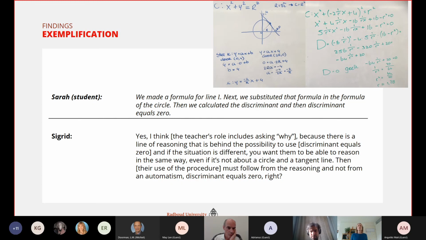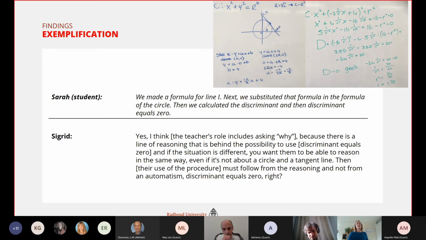And the final one is, regarding the same example and also the same discussion, when we were discussing whether it could have become a routine for the students. Another teacher said, yes, I think the teacher's role includes asking why, because there's a line of reasoning that's behind the possibility to use this technique. And if the situation is different, you want them to be able to reason in the same way, even if it's not about a circle and a tangent line. Then their use of this technique must follow from the reasoning and not from a routine, an automatism.